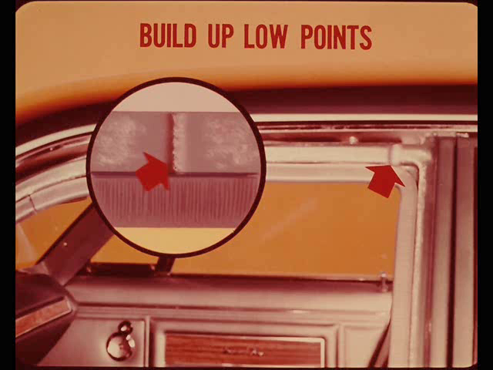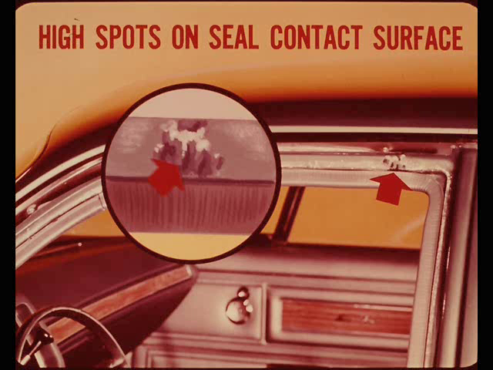If the chalk test shows gaps at body joints around the door opening, it may be necessary to build up the low points to get a good seal. Usually, you can level these spots with plastic solder and cover the repaired area with paint. The chalk print also shows up high spots on the door opening seal contact surface. These may be lumps of solder mentioned earlier, especially at body seam overlaps. In any case, the raised spots must be smoothed down and repainted.